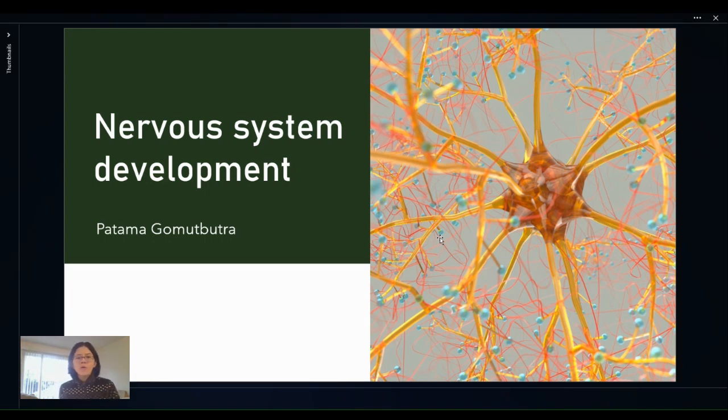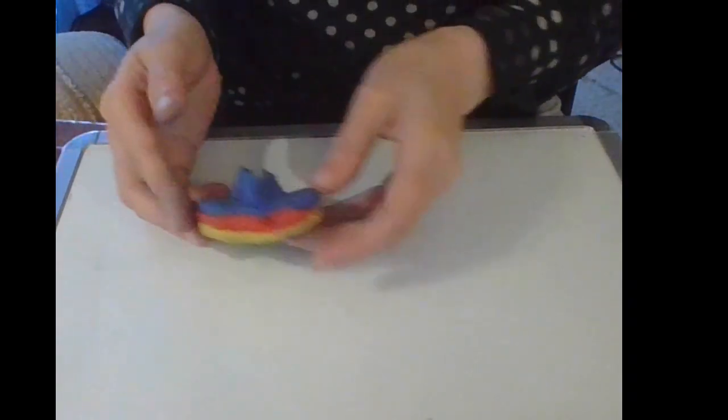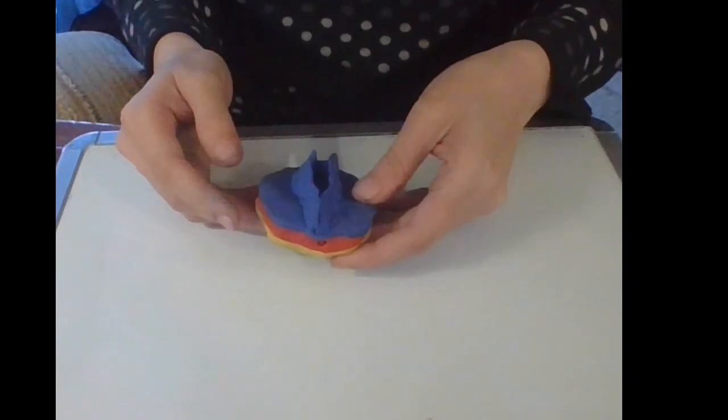Hi, I'm Patama Komudmutra. Today, I would like to demonstrate the model of nervous system development. Start with the primary neurulation.